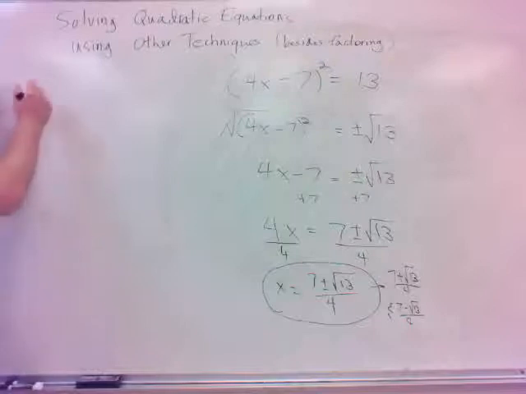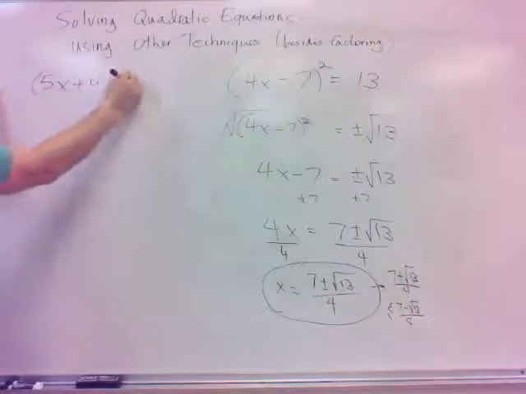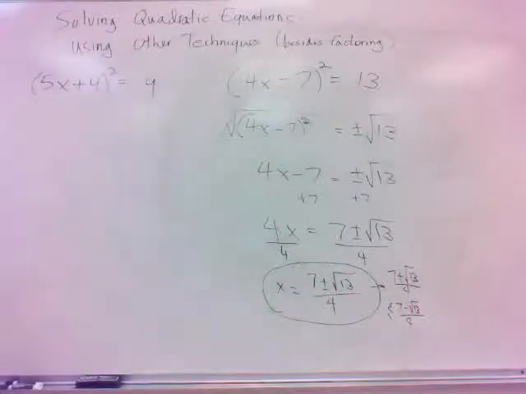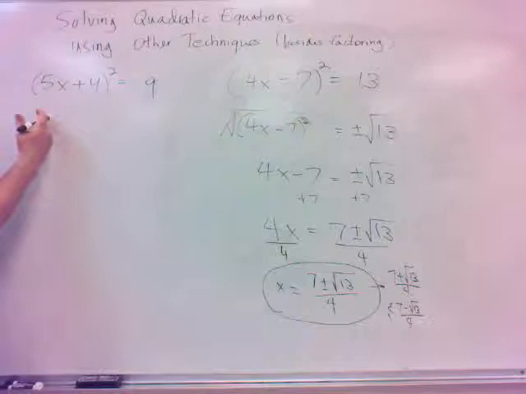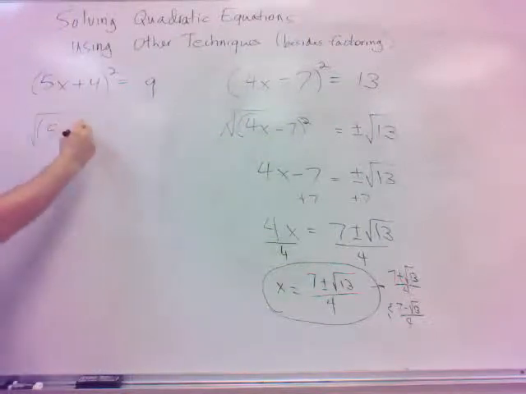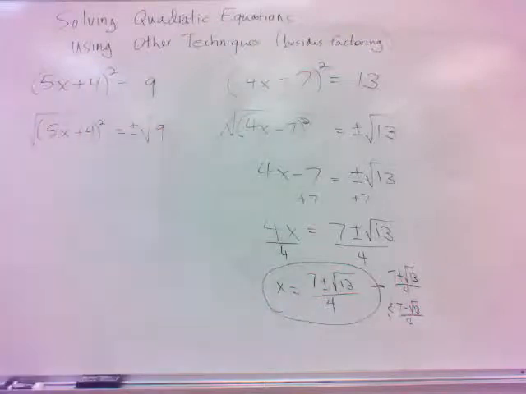All right, similar here, but let me show you one other thing. 5x plus 4 squared equals 9. This one simplifies even a little bit more than the previous one there. But it's a similar deal. To get rid of this square, that's kind of the cue there, got to square root it to get rid of that square. So I'd square root this side though, don't forget the plus or minus.